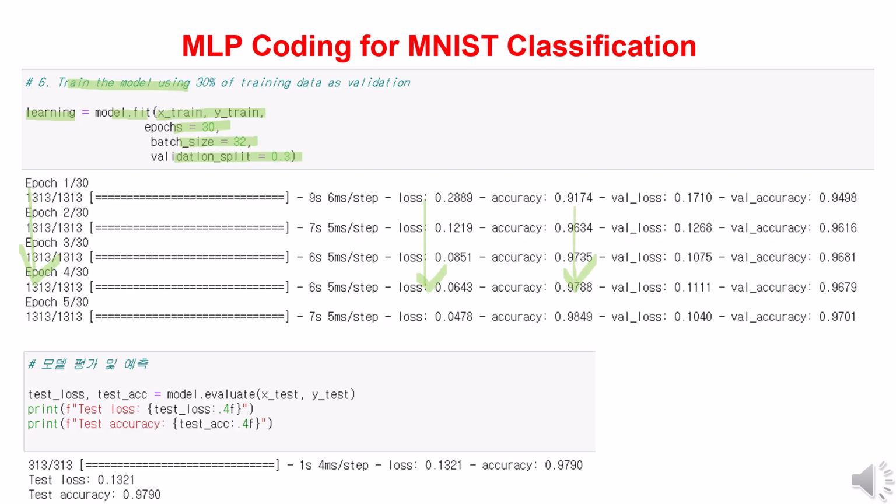Once the training is complete, we evaluate the model using the test dataset. By calling the evaluate function, we can check the loss and accuracy on the test data. In this case, the model achieved an accuracy of 0.979, that is, 97.9%.